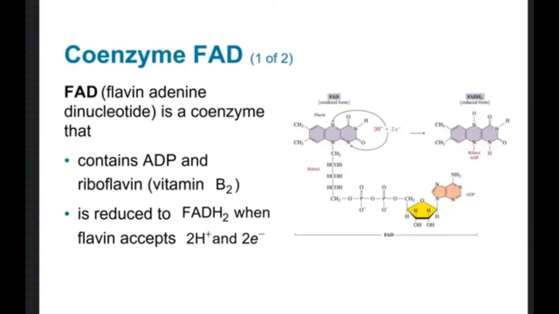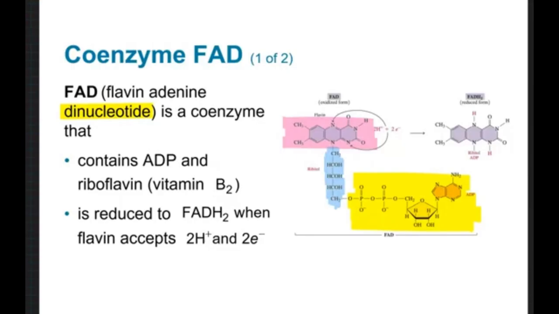Another example of coenzyme is flavin adenine dinucleotide. So, the dinucleotide part is this. Now, the flavin part is this. And the ribitol part is this. Okay?